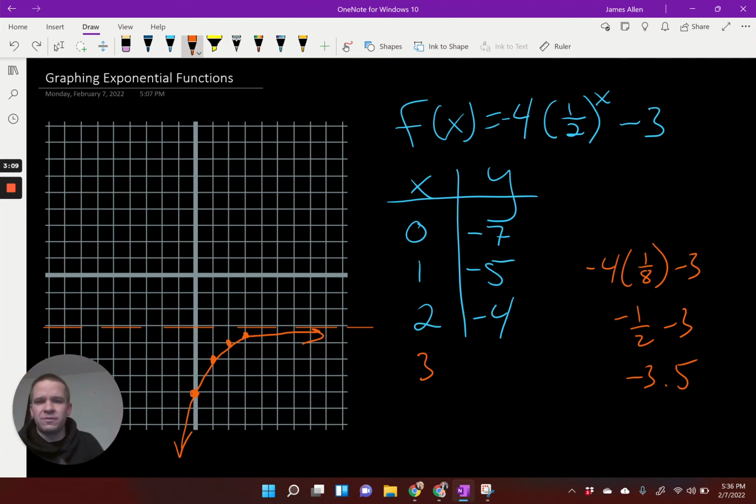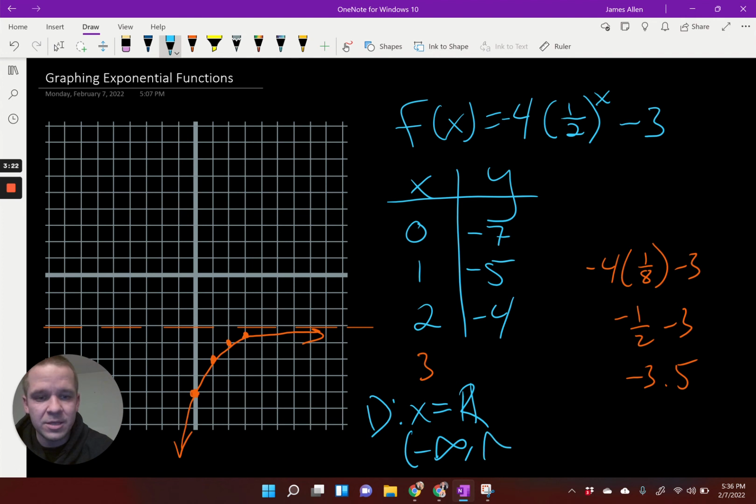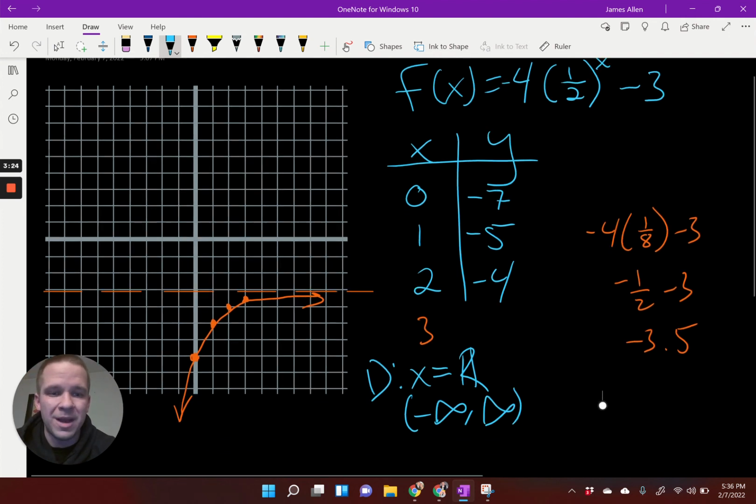Our asymptote shifted. What's our domain and range going to look like, though? Because this seems like it could change here. Well, my domain, again, continues going to the left, continues going to the right. So x is still going to be all real numbers, and that's always going to be the case with exponentials if you have not yet figured out. So -infinity to infinity.